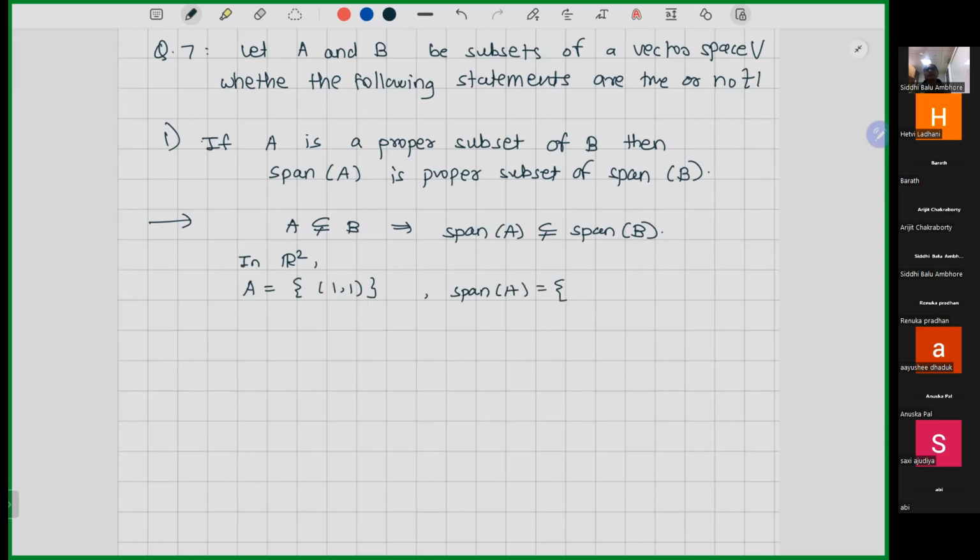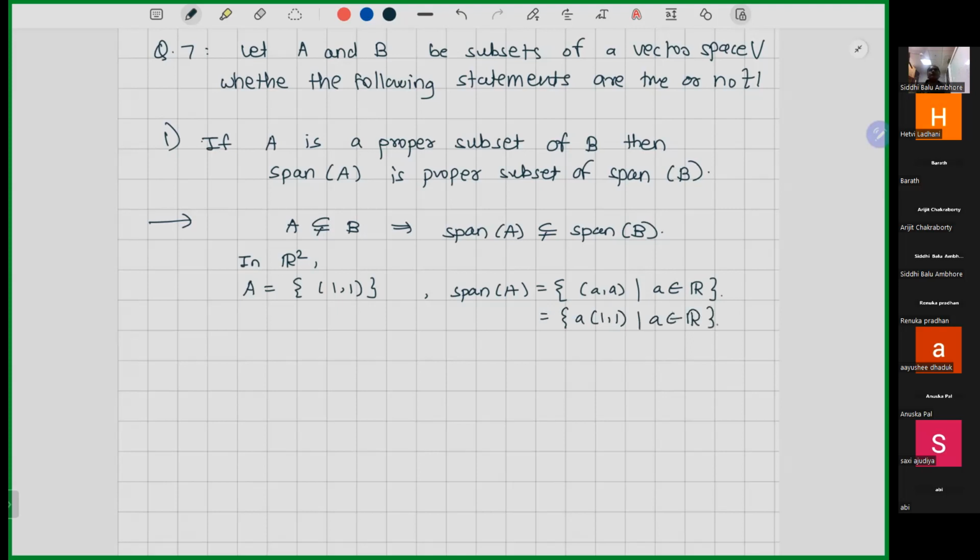Can somebody tell me? It is all the elements of this form, right? a comma a, such that a belongs to R. No, it is not saying it is just a subset. It is saying it also has to be a proper subset. When I say proper subset, you know what proper subset means. Yeah, as Hetvi said, it is of the form a times (1, 1) such that a is in R, right? Perfect.